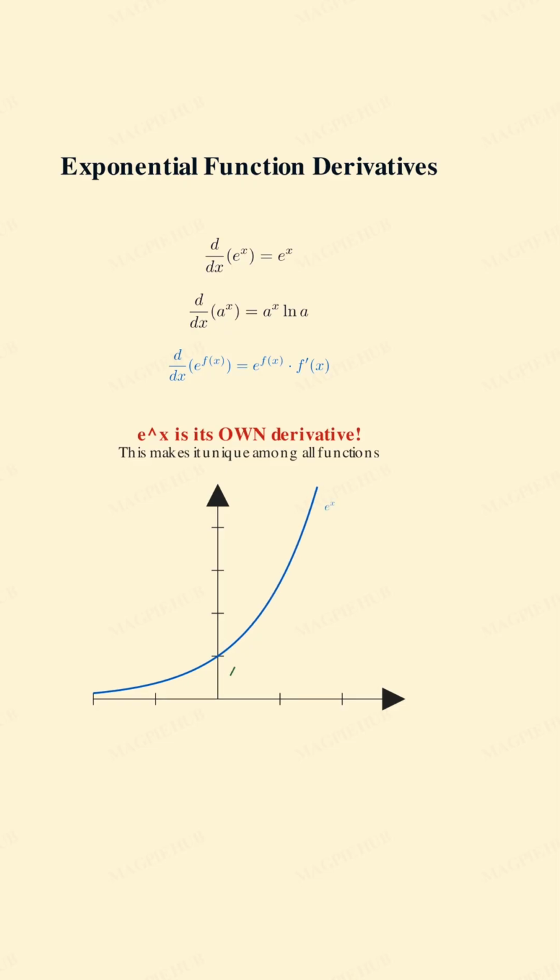With chain rule, the derivative of e to the f of x is e to the f of x times f prime of x. On the graph, at any point on e to the x, the slope of the tangent equals the y value itself. At x equals 1, the value is e, and the slope is also e.